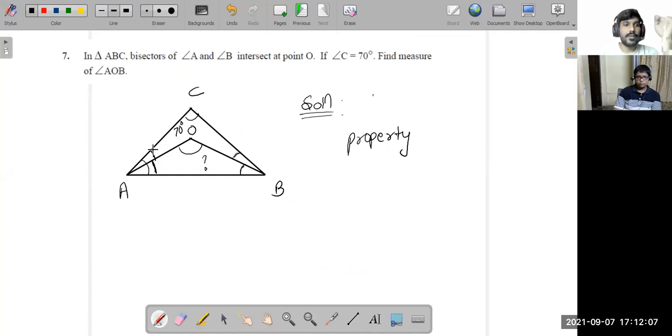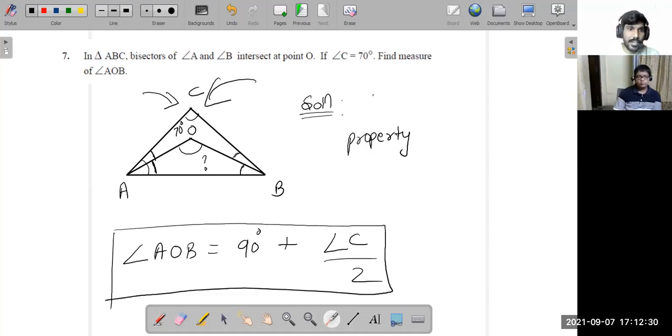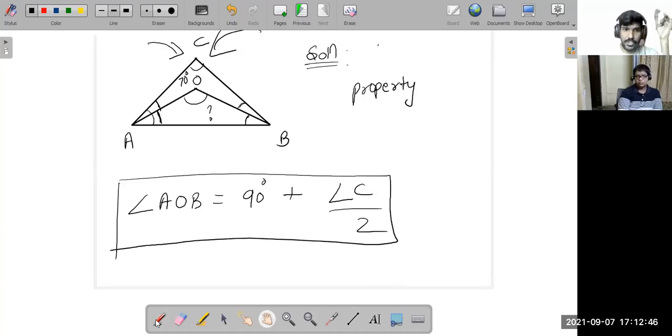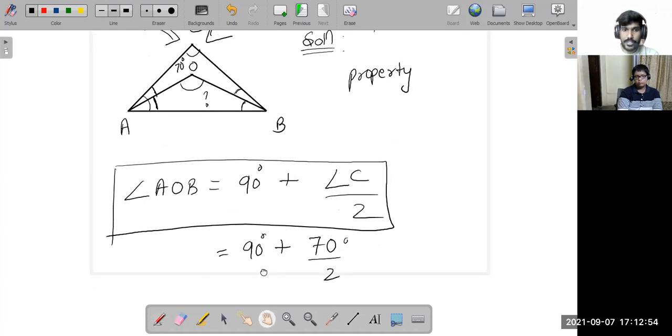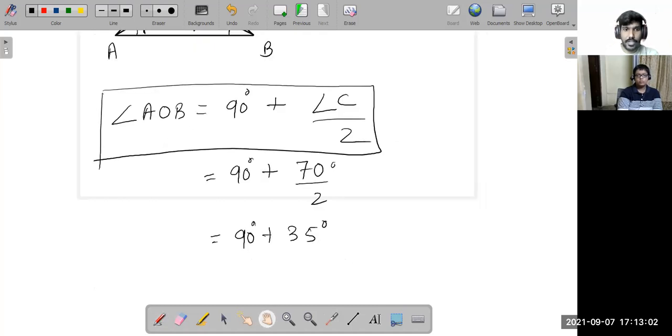Okay, we'll use a property directly. The property says that the inner angle, that is what you have to find out, angle AOB, will be 90 degrees plus half of the outer angle, that is half of this angle C. This property you can use only if this angle A and this angle B have angle bisectors. Understood the property? Yes. Okay, so now we just substitute the values. So this will be 90 degrees plus angle C, 70 degrees, divided by 2, which is 35. So 90 degrees plus 35. Therefore, you can say the final angle AOB is 125 degrees.